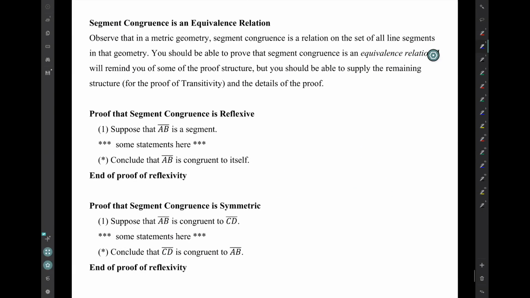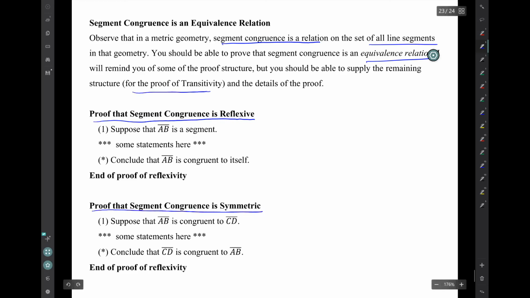Now, segment congruence is an equivalence relation. Note that in a metric geometry, congruence of segments is a relation on the set of all line segments. So you should be able to prove that segment congruence is an equivalence relation. I'll remind you of some of the proof structure, but you should be able to supply the remaining proof structure. I'll show you the structure for the proof that segment congruence is reflexive and the proof that segment congruence is symmetric. But you should be able to supply the structure for the proof that segment congruence is transitive, and you should be able to supply the details of the proof.